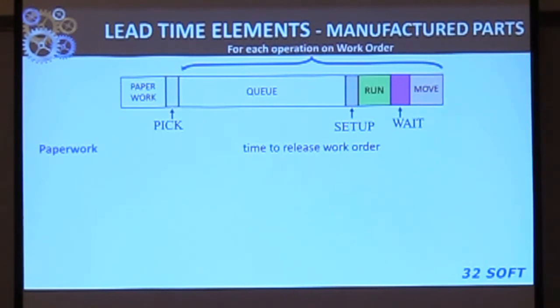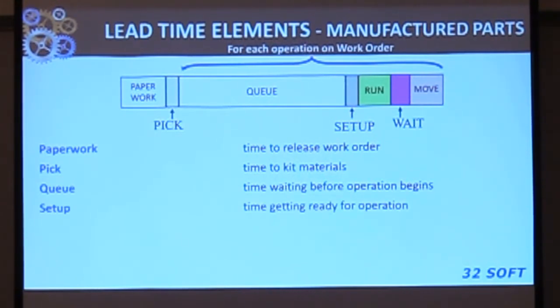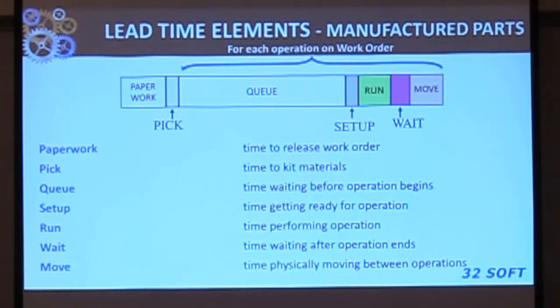There is paperwork, time that it takes to release. We talked about kitting and staging. That's got a portion of lead time. Queue time, setup, run, wait, and move. Those are called the 5 elements of manufacturing lead time. If you look at setup and run, those are called the operation lead times.